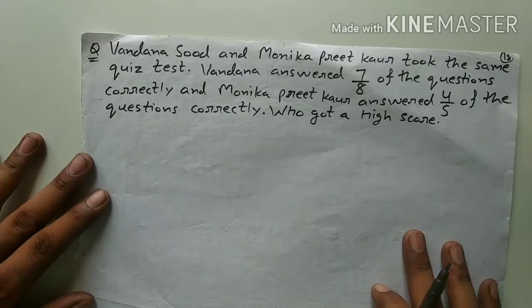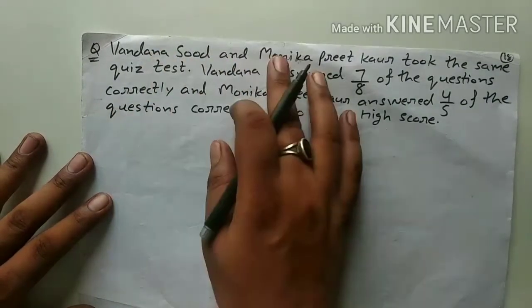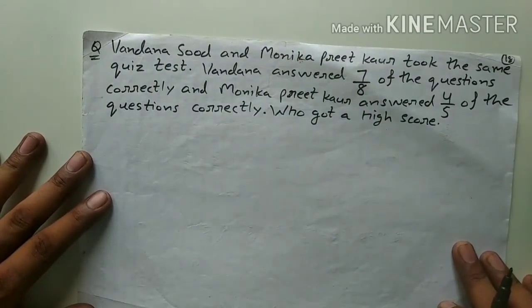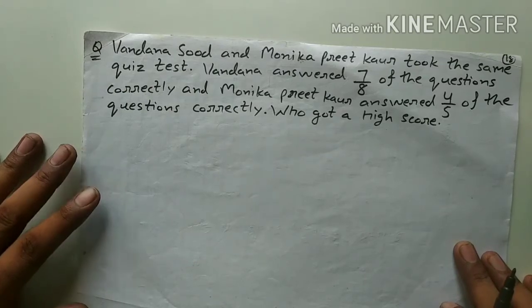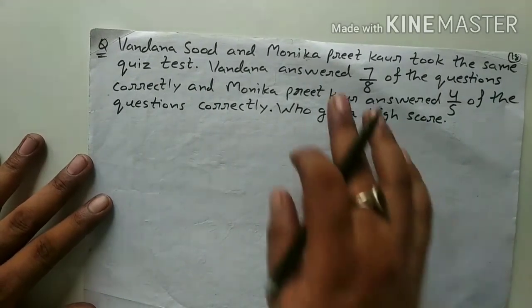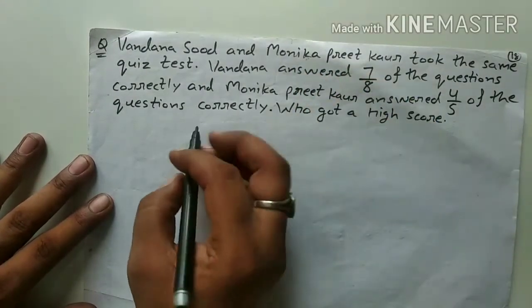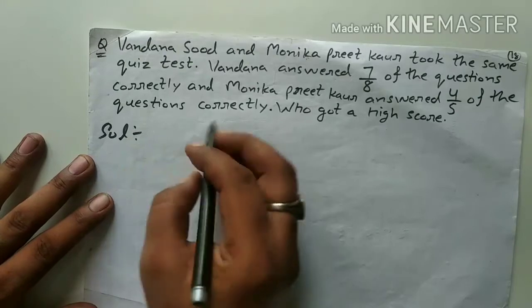Now here, this question is just of a comparison. Vandana Sood and Monica Preet Kaur took the same quiz test. Vandana answered 7 by 8 of the questions correctly and Monica Preet Kaur answered 4 by 5 of the questions correctly. Who got a higher score? So, Vandana is representing the fraction 7 by 8.